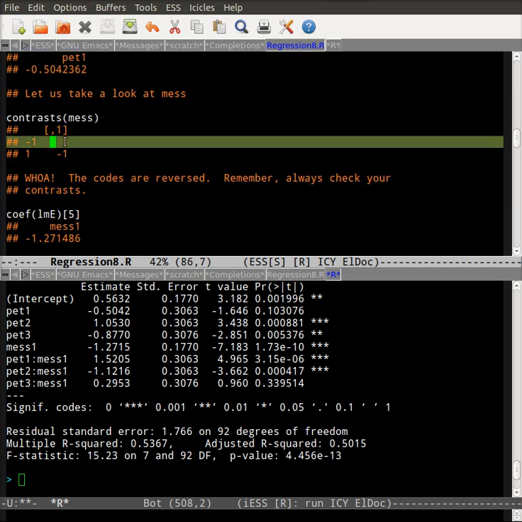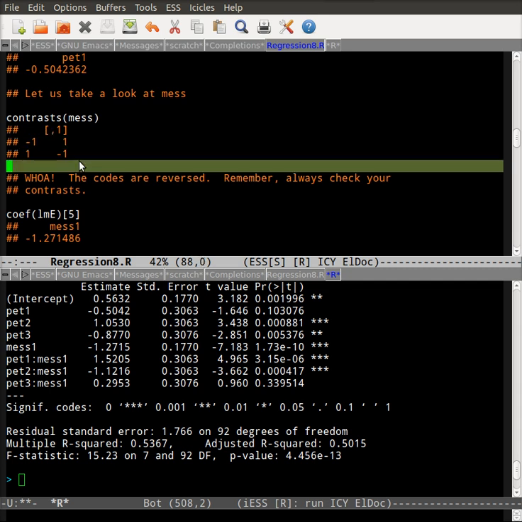Notice here that the effects codes are opposite. Why? Because I wanted you to realize that the rows are just nominal level values. So whether it's -1 or 1, you always have to pay attention to how things are coded.